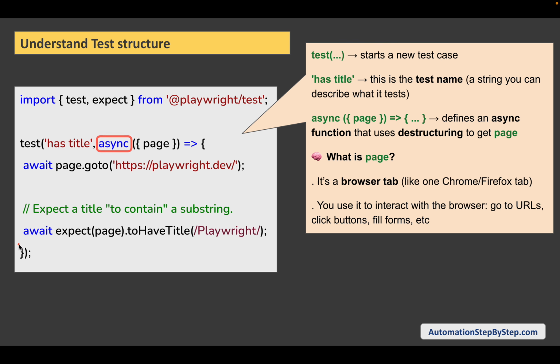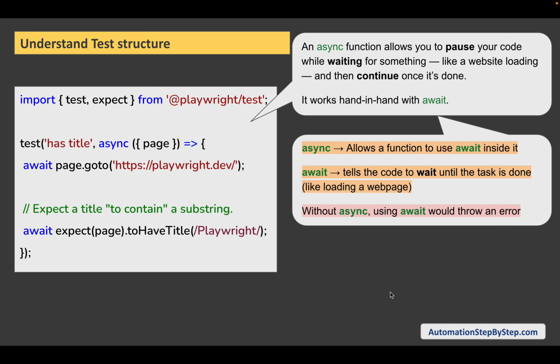I will tell you what is async and await. So we always use async and await together. Okay, so this function is an async function. And page is coming from Playwright and it is like a browser tab. So we are opening a tab of the browser and then we are doing all these things on that particular tab.